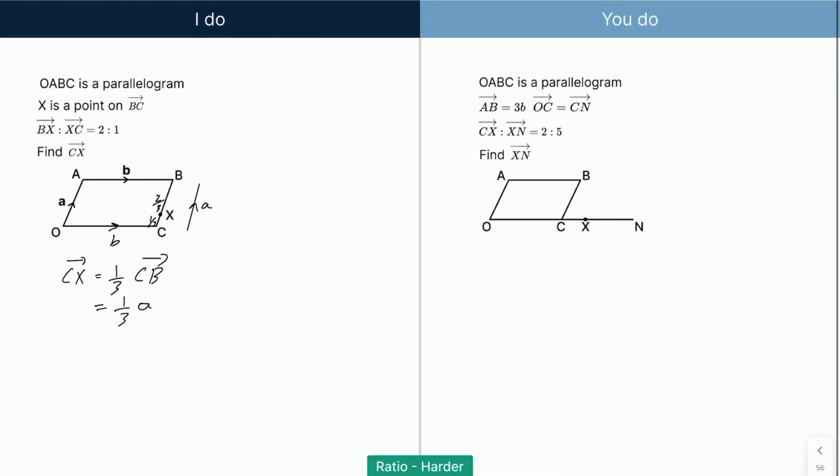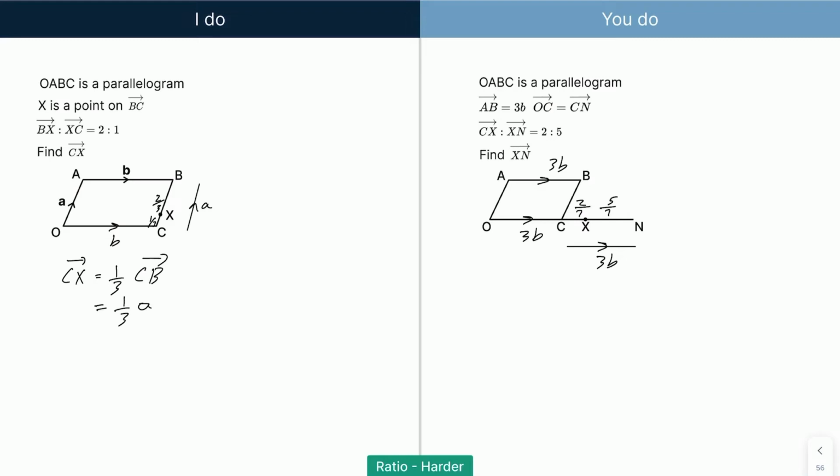So again, hopefully press pause and have a go at the example on the right. So we know that A to B is 3B. It's a parallelogram, so that's also going to be 3B. I can see that O to C is C to N. It tells me that in the question, so that's also 3B. And the ratios are 2 to 5. If I divide that, that gives me a fraction.